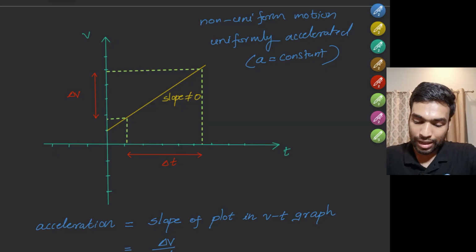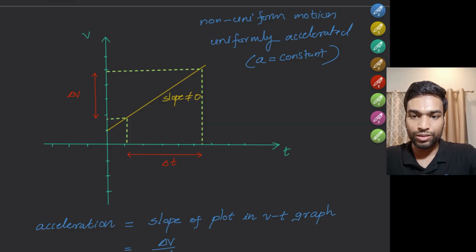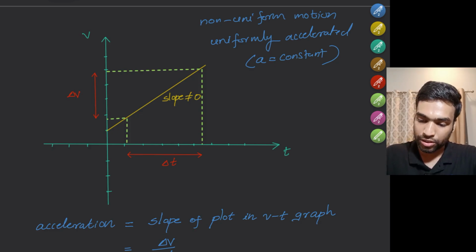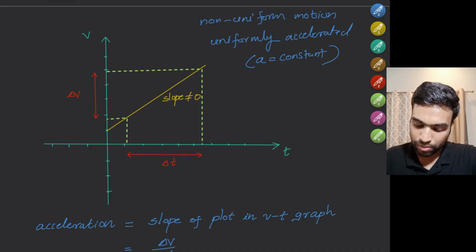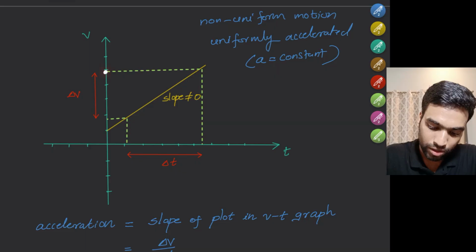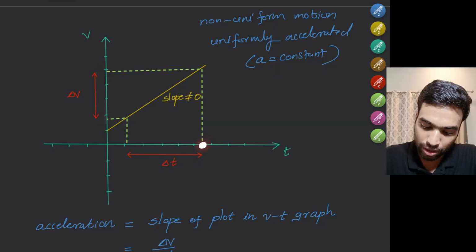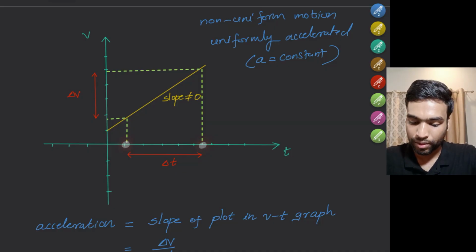Just like we found the velocity from the xt graph, we can find the acceleration from the vt graph. Of course, how do we find it? You find the slope. The slope will give you the acceleration. Got it? So acceleration is equal to the slope of the plot in the vt graph, which is delta v divided by delta t. So what about the delta v here? You can see this is the final velocity, this is the initial velocity, and the corresponding times are tf and ti, mentioned here. Okay, good.